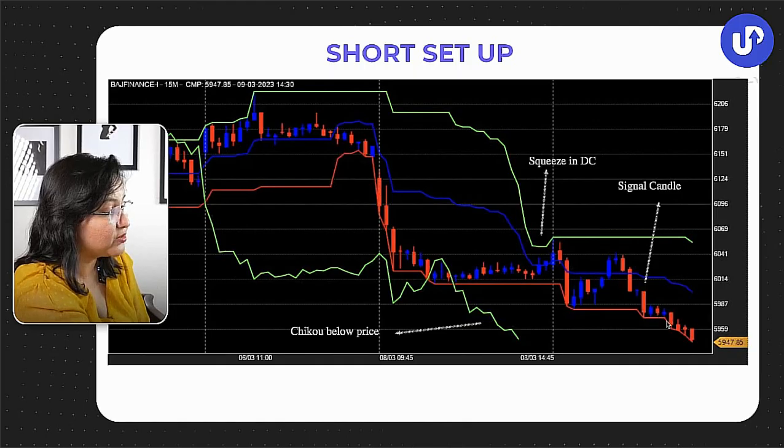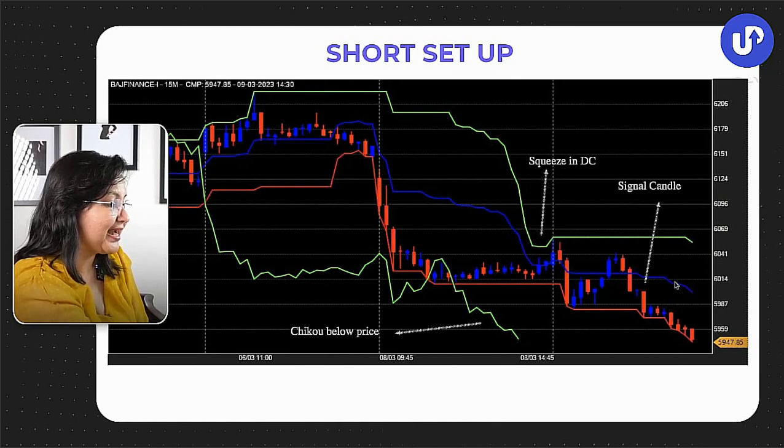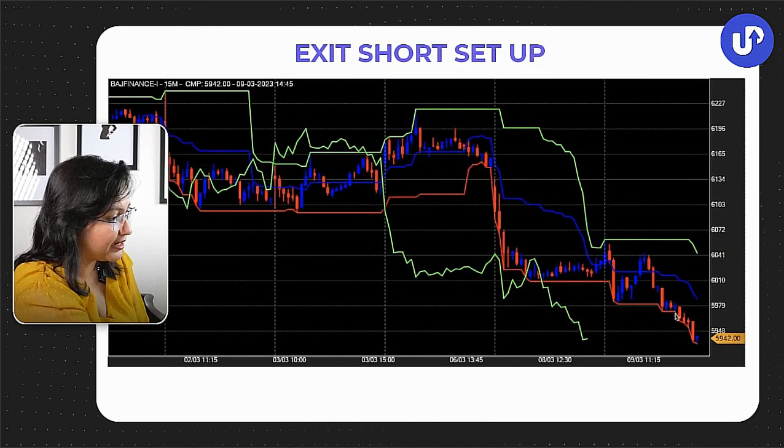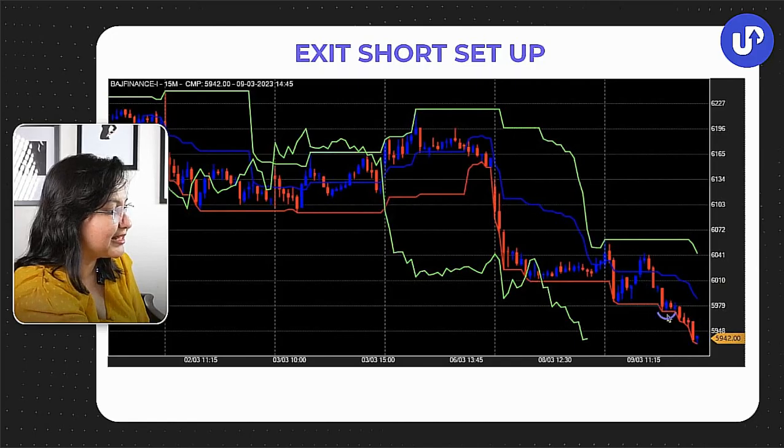The next candle which broke the low was your signal candle, and then the trend continued in the downward direction. The stop loss here would be just above the mid band, and let's see how the trade culminated. The entire trade kept on sweeping downwards. The entry which we got around the levels of 59.80 corrected for 40 points in the downward direction, wherein we got the momentum because the Chicago was just below the prices.